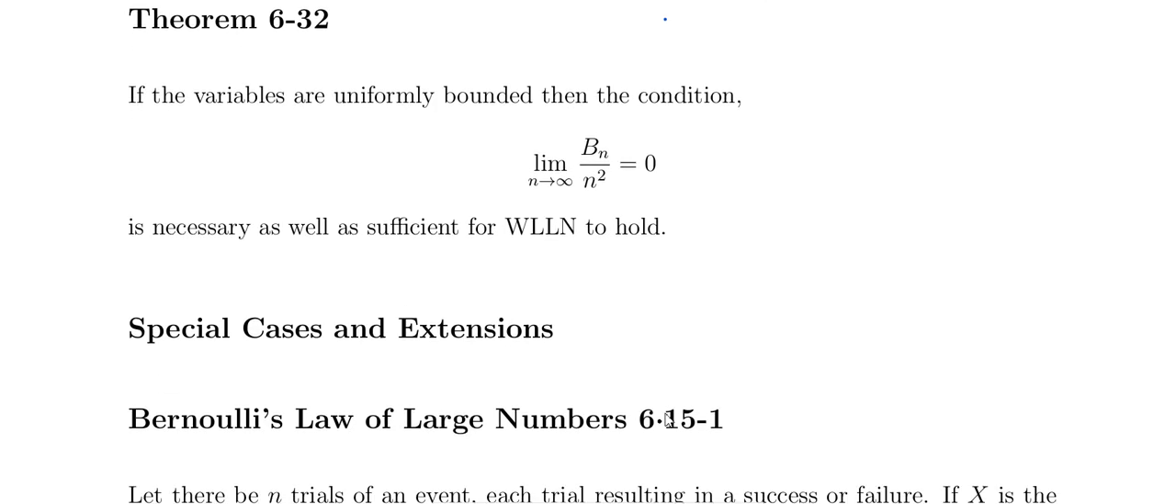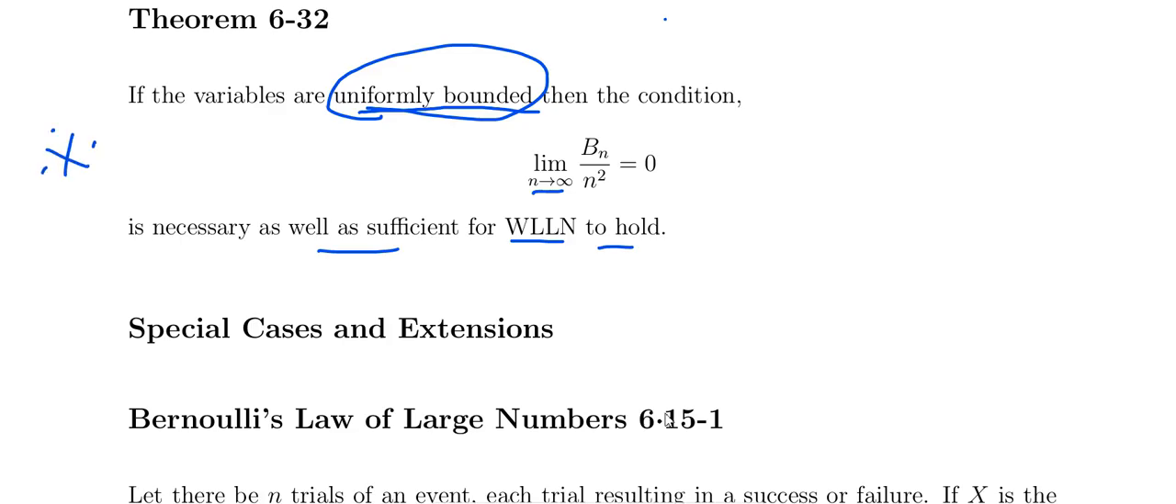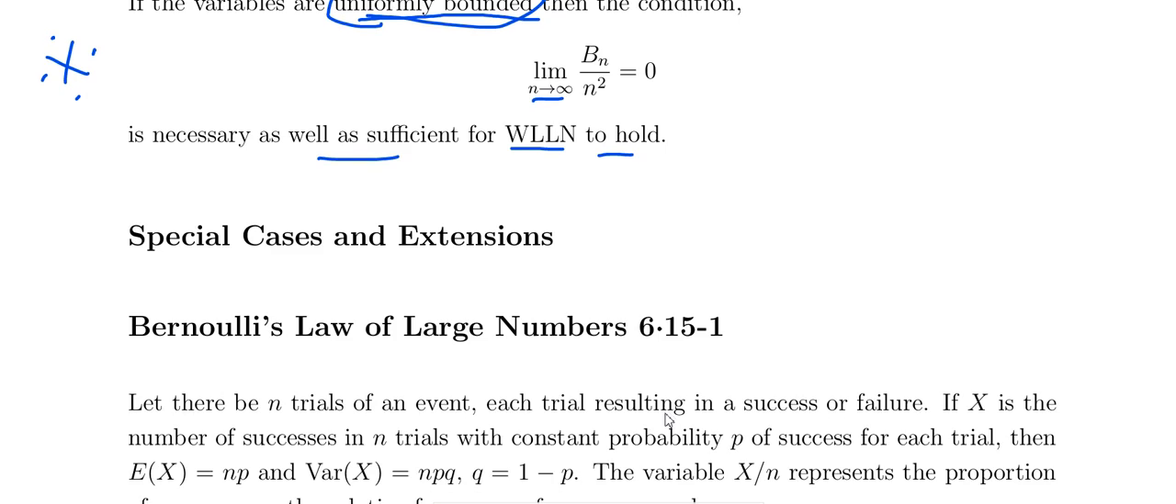Another result: if the random variables are uniformly bounded, then the condition Bn by n square converges to 0 as n tends to infinity. If the random variables are uniformly bounded, then Bn by n square converging to 0 as n tends to infinity is the necessary as well as sufficient condition for the weak law of large numbers to hold. That is the notable point. It is very important, there are many chances of direct questions.